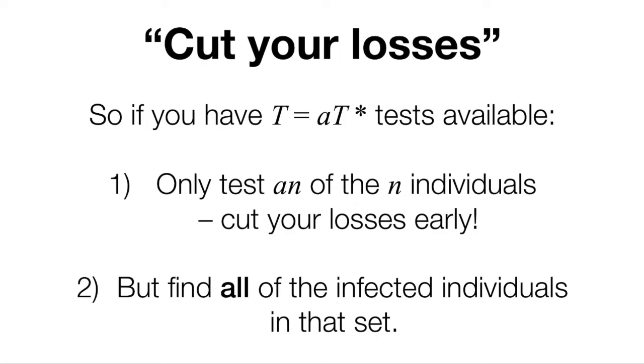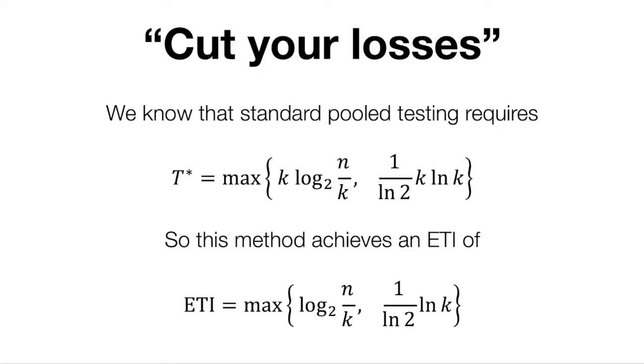Obviously, if you have t tests each day, then you could think of it as not everyone getting tested every day, but perhaps everyone gets tested once a week, for example. And so, given that solid known result there, the ETI is the same number, but just divided by k. I've crossed out a k in each term, and that's what the ETI is of the cut your losses strategy.